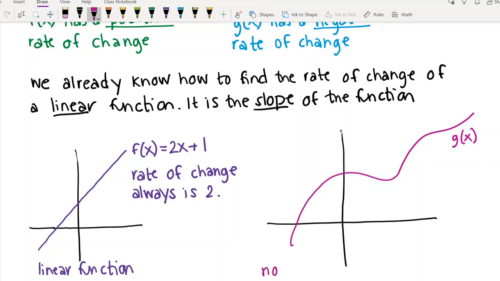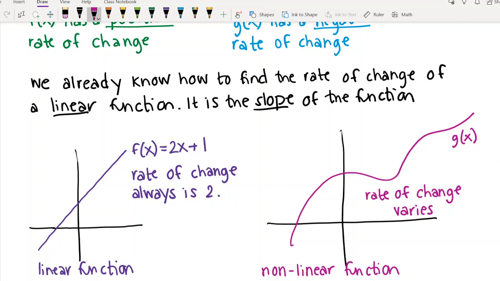So when you have a function that is non-linear, the rate of change is not always the same, right? Sometimes this function is going up, sometimes it's flattening out, sometimes it's going down, sometimes it's steeper, sometimes it's less steep. So here, in this example, and for any function that's not linear, the rate of change is going to vary. And so we don't yet have a good way to find the rate of change of this function at various places.